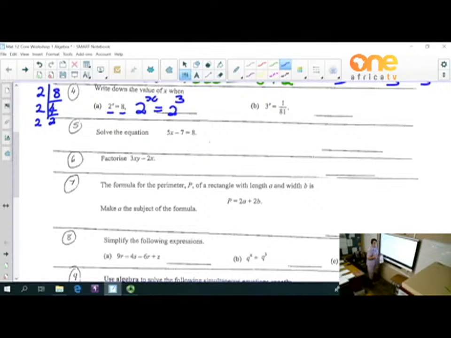And now, because your bases are the same, you can only solve the indices. So this means x is going to be equal to 3.